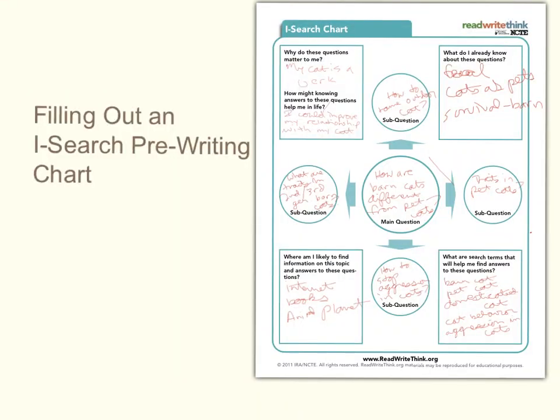So there you have the completed chart. And now I could use this chart as a guide while I go find research to figure out how to take my wild and crazy barn cat and turn him into a friendly and tame and pleasant house cat.